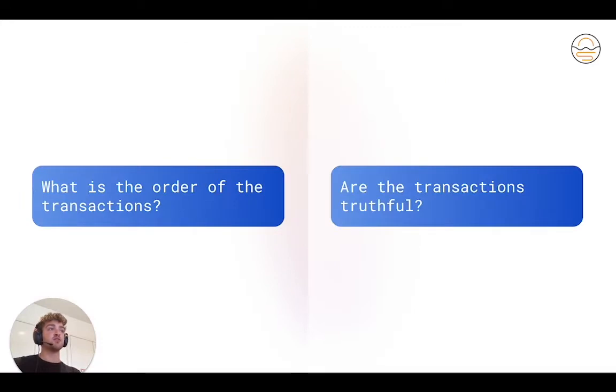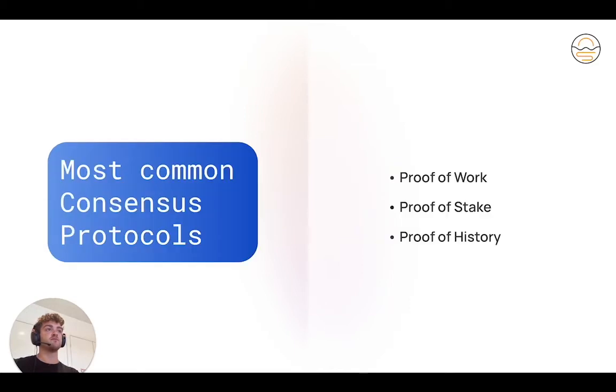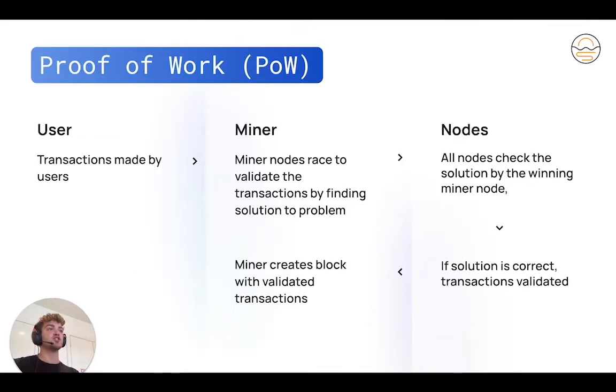The consensus protocol aims to solve two issues: keep transactions in order to avoid a double spending problem, and prove that the content of transactions has not been tampered with. So let's outline the most commonly used and developed consensus protocols: proof of work, proof of stake, and proof of history, and a positive and negative for each.